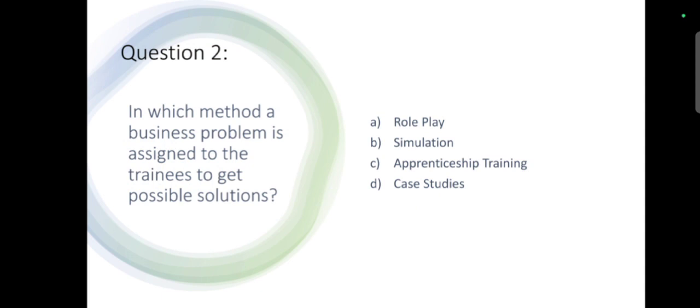Moving to the next question. So, in which method a business problem is assigned to the trainees to get possible solutions? Option number A, role play. Option number B, simulation. Option number C, apprenticeship training. Or option number D, case studies. So, the answer to this question is case studies, because in case studies, an imaginary or real life problem of a business or its subunit is given to the employees to solve and get many possible solutions to that problem. This was all about from my side.